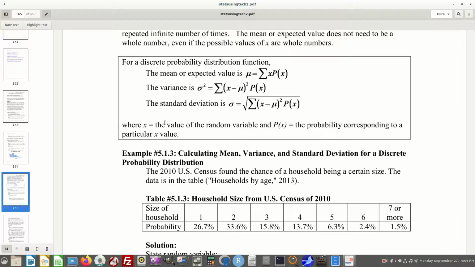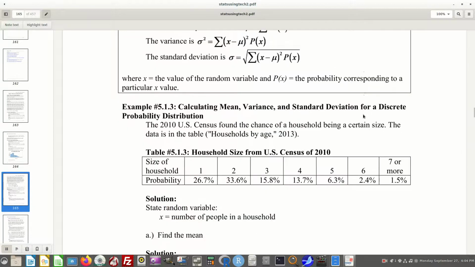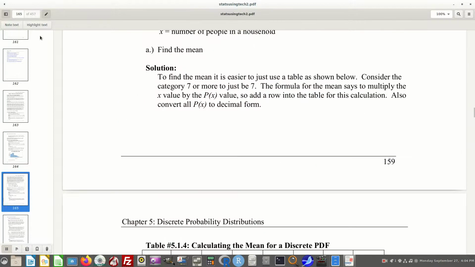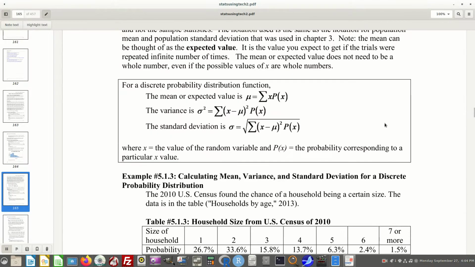So we're computing the mean, variance, and standard deviation for a discrete probability distribution. This is page 159 out of our text, and it's the first example that we see this. So here are the formulas.